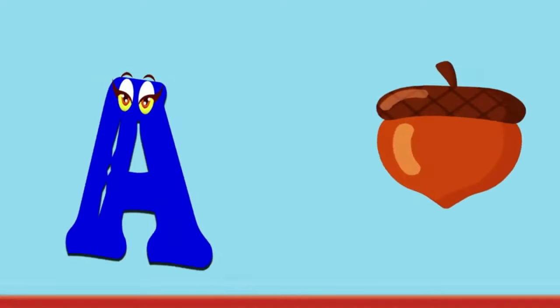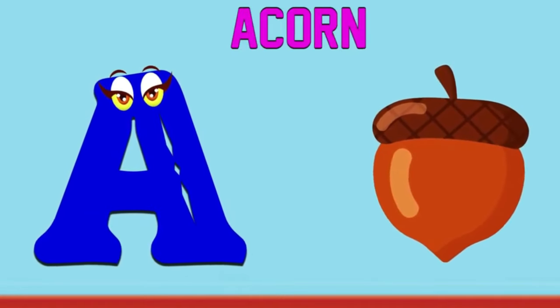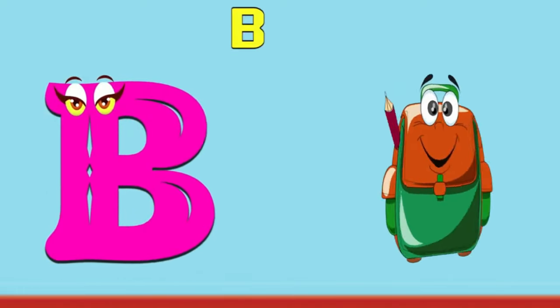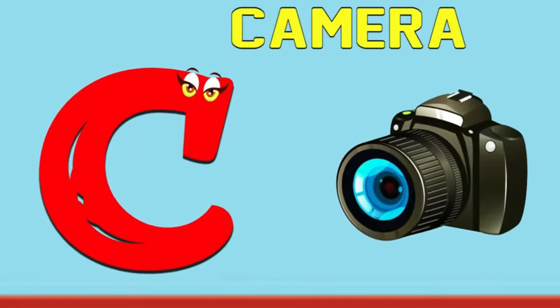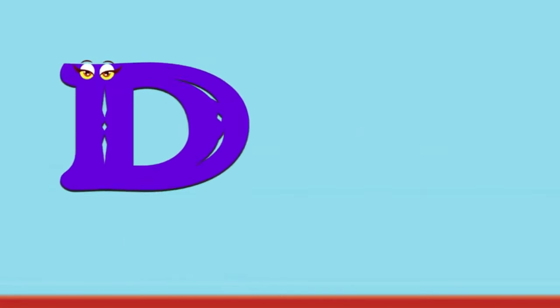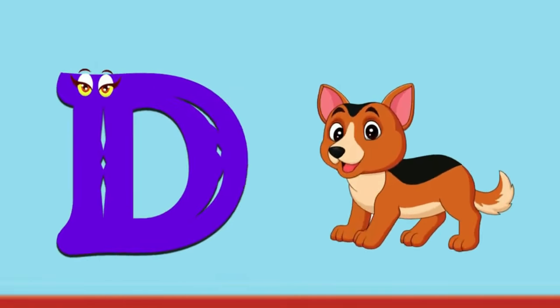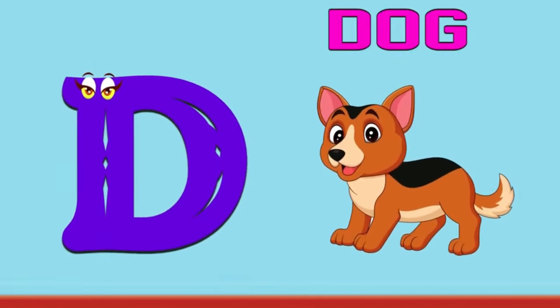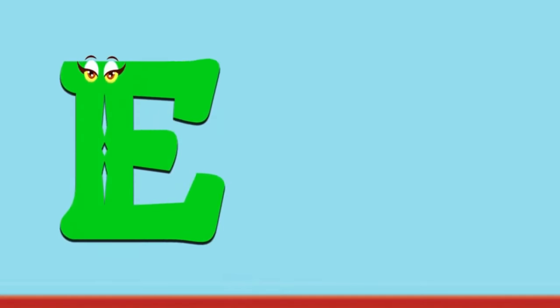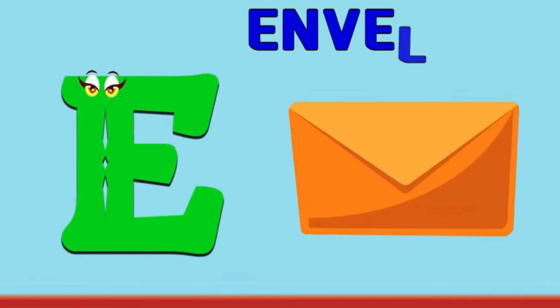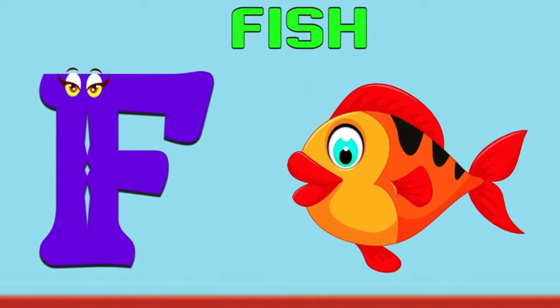A is for acorn. Acorn. B. B is for bag. Bag. C. C is for camera. Camera. D. D is for dog. Dog. E. E is for envelope. Envelope. F. F is for fish. Fish.